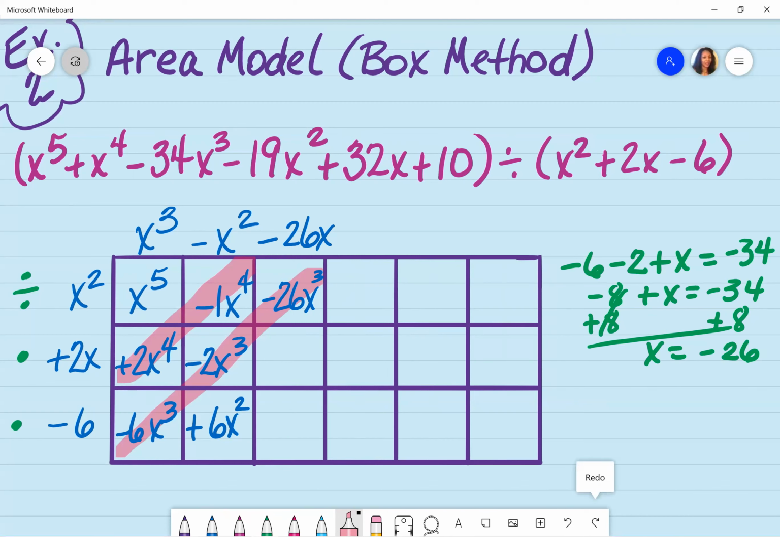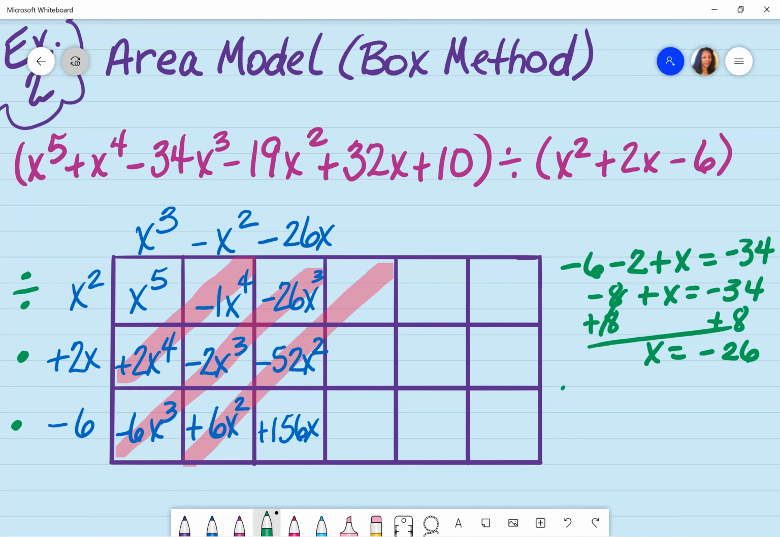I take my portion of the dividend, the quotient that I was just working with, and multiply it times those two numbers that are on the outside. So negative 26x times 2x is negative 52x squared. Negative 26x times negative 6 is positive 156x. I'm trying to fill in this box. In order to do it, I look diagonally. I'm trying to add up to negative 19. So I take what I know and I set up an equation.